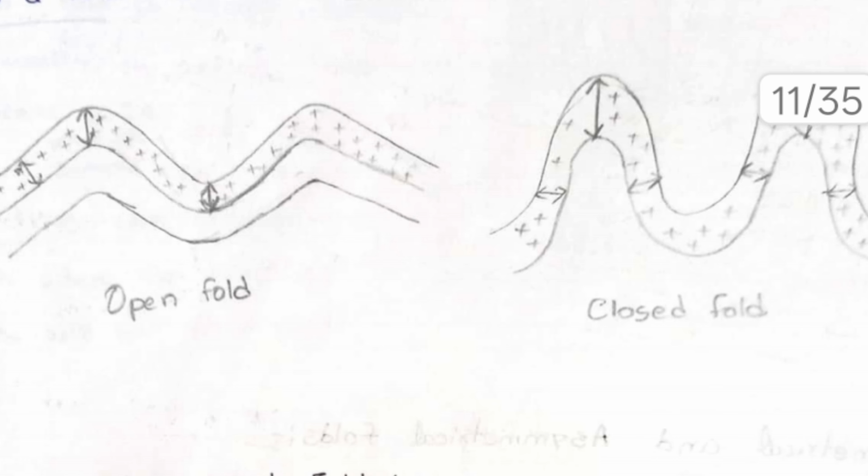And then open and closed folds. These depend on the intensity of deformation. The beds of the fold may or may not have uniform thickness. If the thickness of beds is uniform throughout the fold, it is called an open fold. On the other hand, in a fold where the beds are thicker in the limb portion and thinner at the crest and trough, such a fold is called a closed fold.